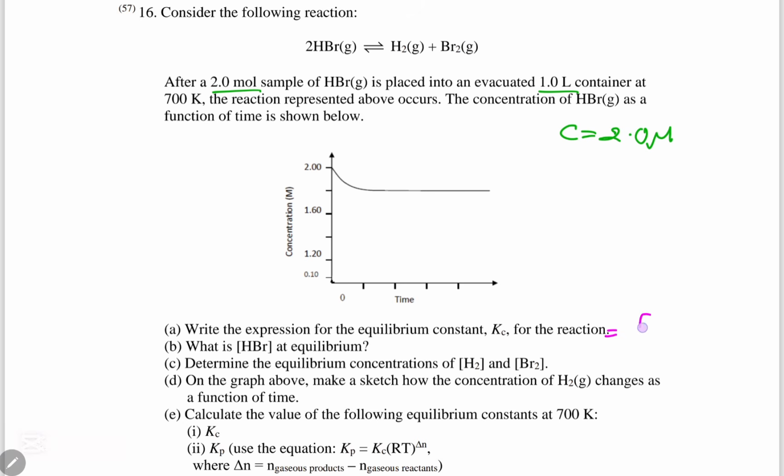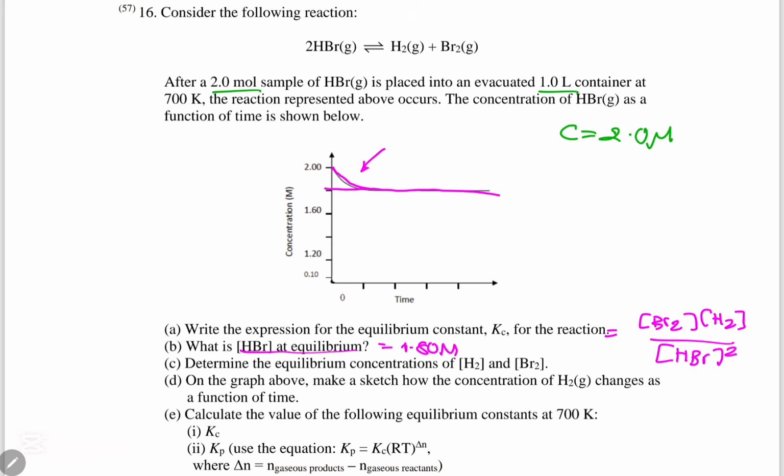So it's going to be concentration of Br2 multiplied by concentration of H2 divided by concentration of HBr squared. Now, what's the concentration of HBr at equilibrium? So HBr starts with 2, and then at equilibrium, it's approximately what? It's approximately here. So it's 1.8. It's actually 1.80 molarity, okay?